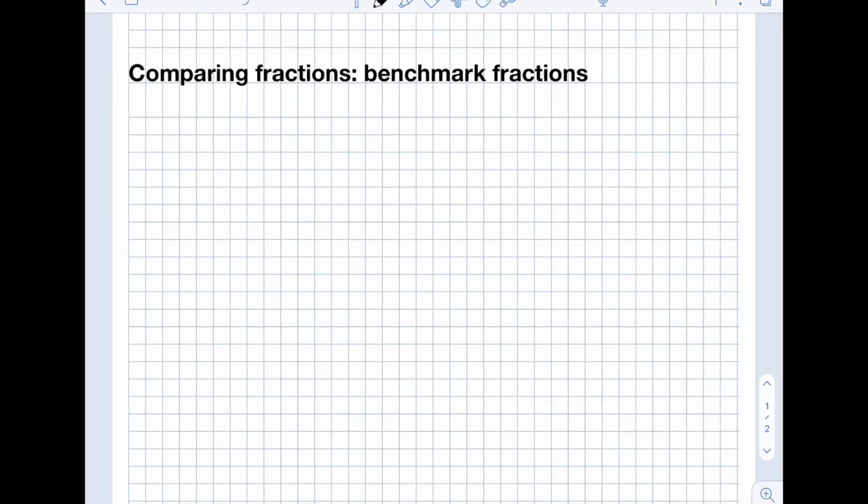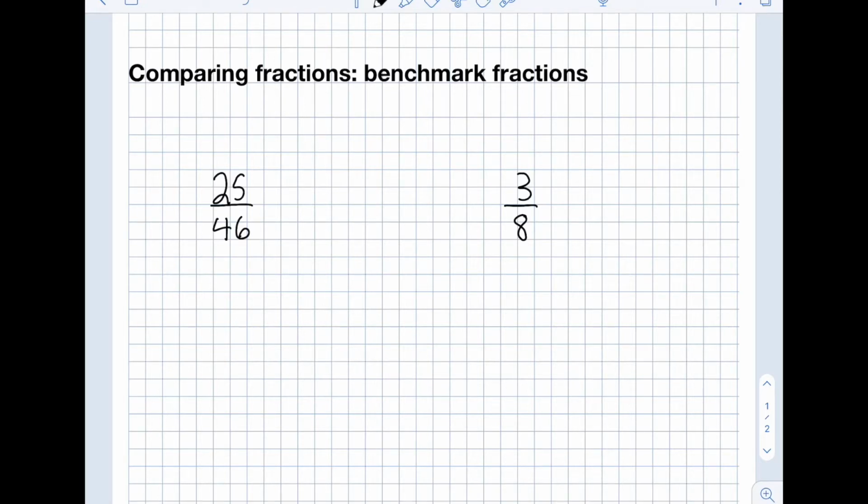In this video, we'll be comparing fractions using benchmark fractions. Let's say we want to compare 25/46 to 3/8. We could use common numerator, we could use common denominator, but in this case, I notice that both of these fractions are close to a half.